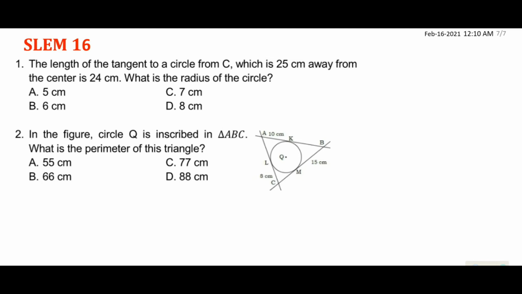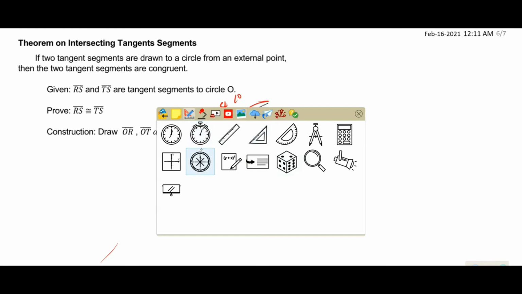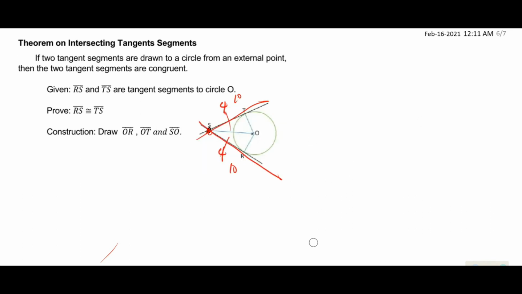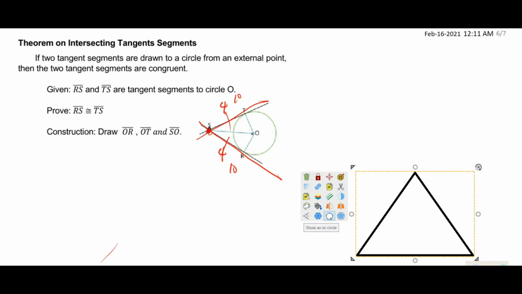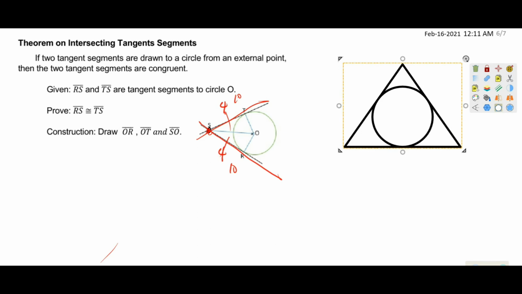So, ayan. Bigyan ko kayo ng example. Pangit ng drawing. Gamitan na natin to ng tools. So, kailangan magkaroon tayo ng something inside. Ay, hindi pala. Sorry. Close natin yan. Ito lang pala. Tapos may circle sa loob.